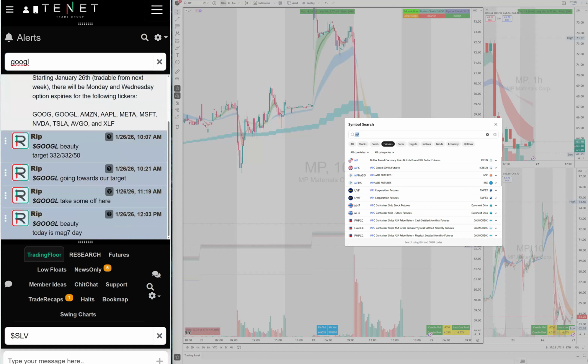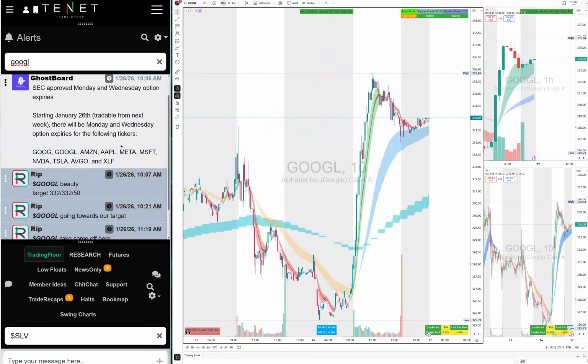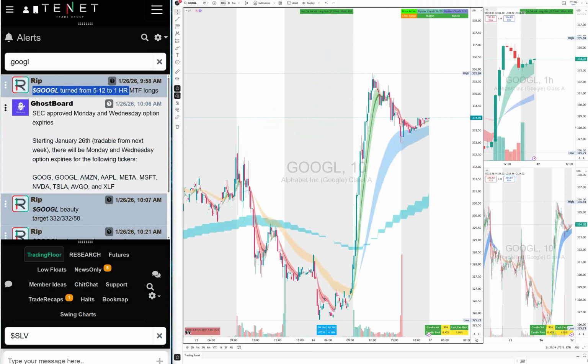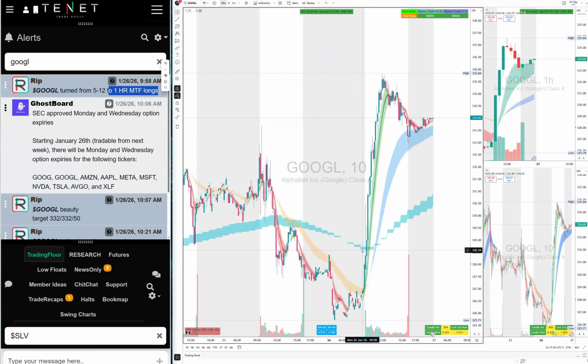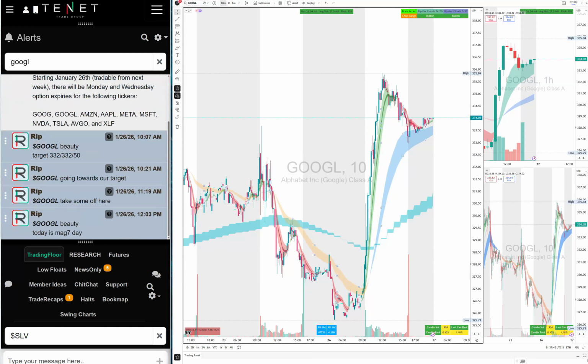So let's take a look at Google. Like I said, Mag 7 was strong. Google was 1 hour MTF long. I said 1 hour MTF longs, 512 calls, 1 hour MTF long. So 1 hour MTF pushed all the way. I gave the target of Friday highs. We even got higher than that. So that was that. Let's look at some other setups.